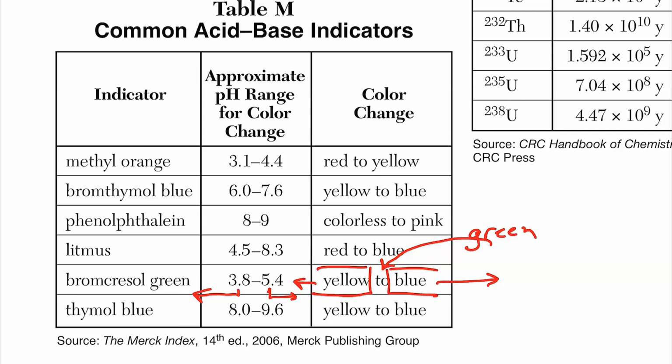Because it's 2.1, it's way below 3.8, so it's going to be in the yellow range. Yellow goes from 3.8 all the way down to the lowest pH possible. So anything 3.8 or lower is yellow. So we put down yellow. Just that simple. To the booklet.